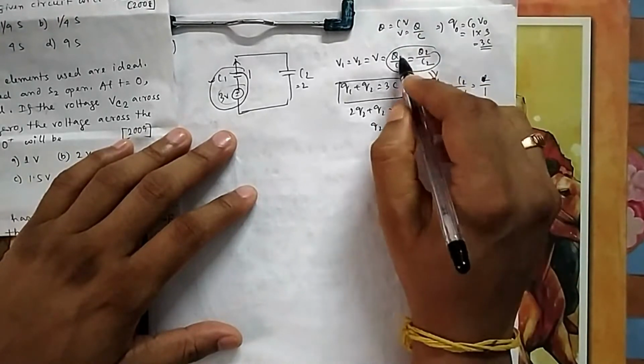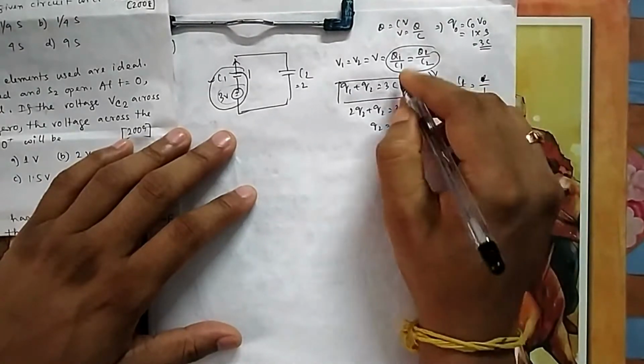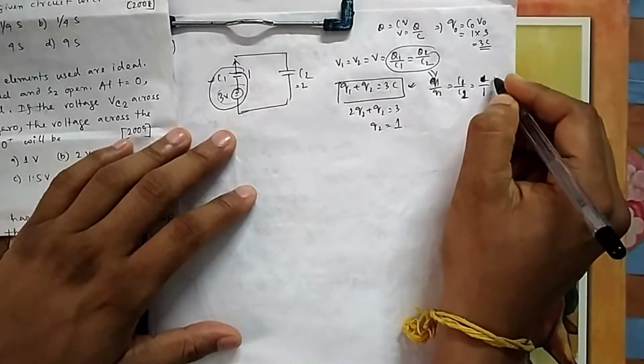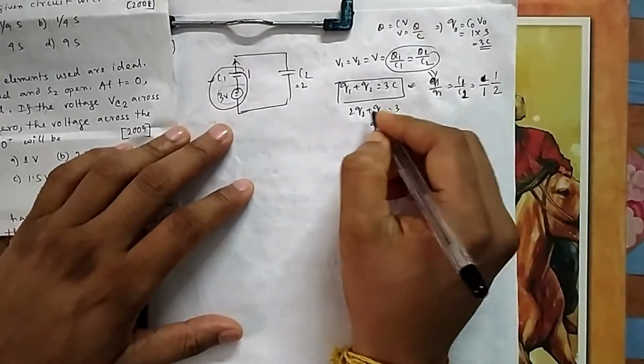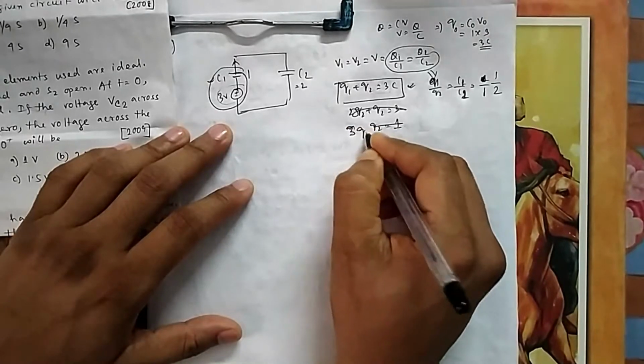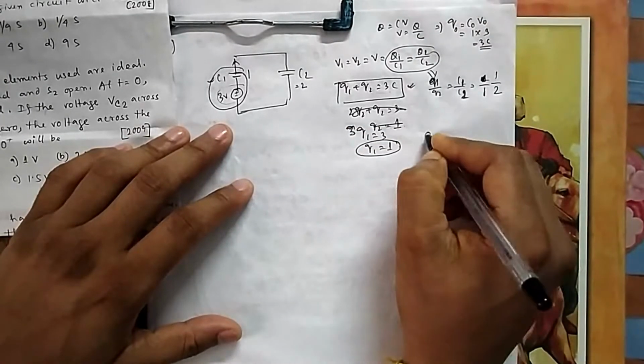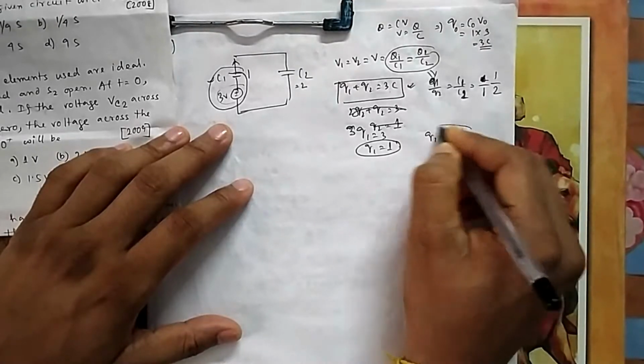C1 by C2. You can see Q1 by Q2 is equal to C1 by C2. I made a mistake. Correct it. So C1 is 1 by 2. So your Q2 is 2Q1. So that means 3Q1 equal to 3, which means Q1 equal to 1. So once you know Q1, that means Q2 equal to 2 coulomb.